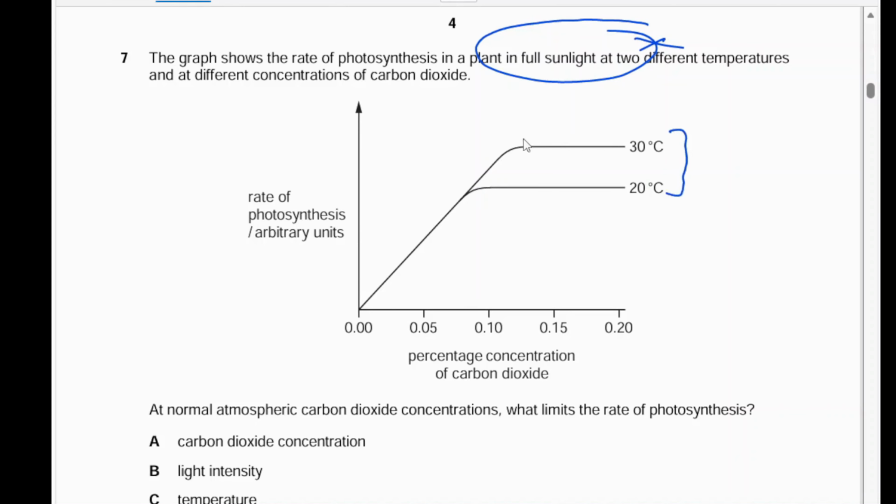Okay, wait. What is the normal range of carbon dioxide in the atmosphere? 0.04%. Okay, so it means it lies over here. Let's match this point. Let's say this one is X. So carbon dioxide itself is a limiting factor.